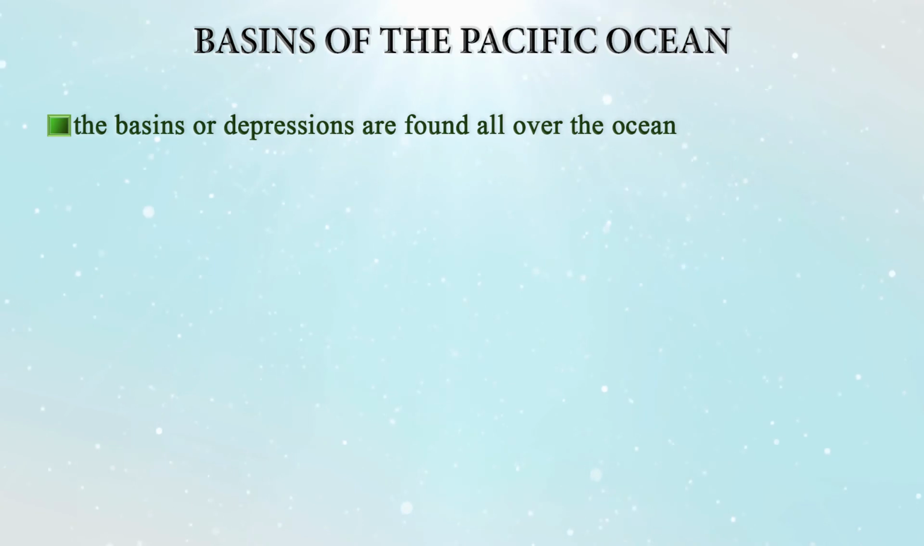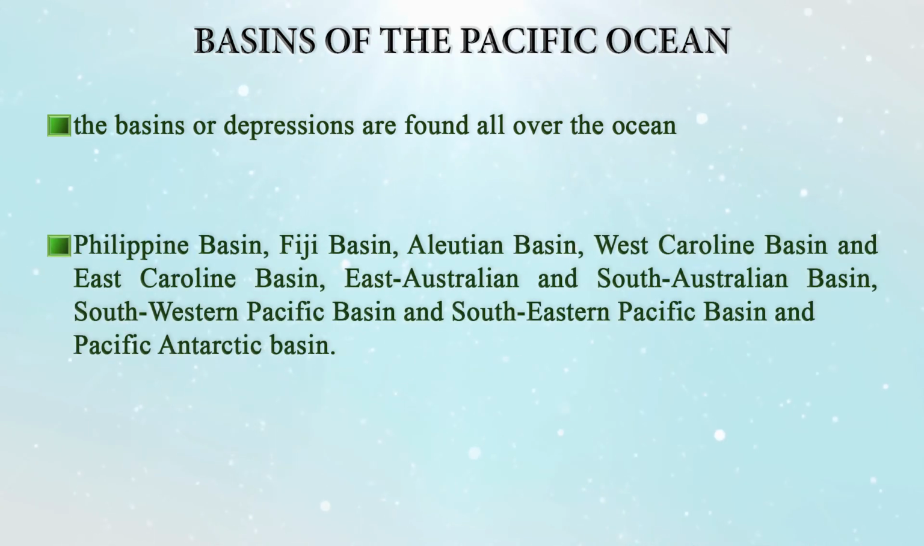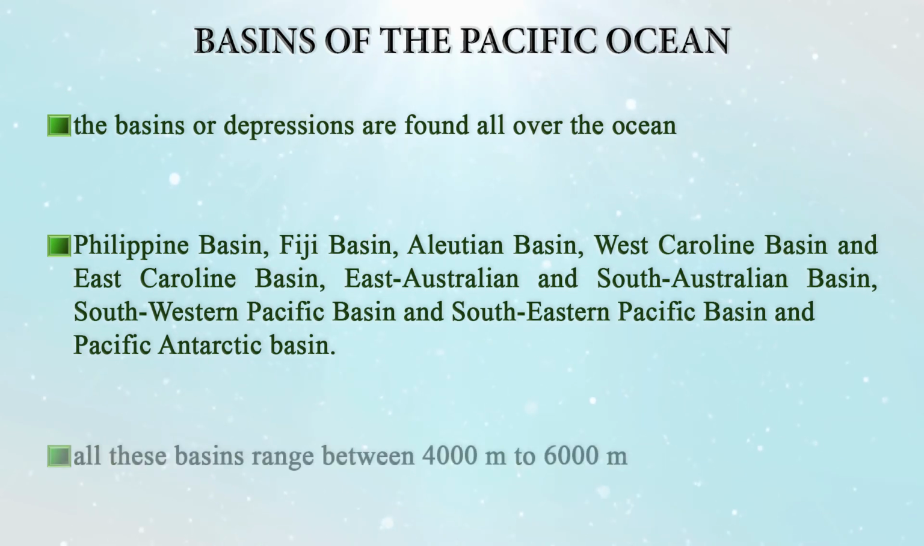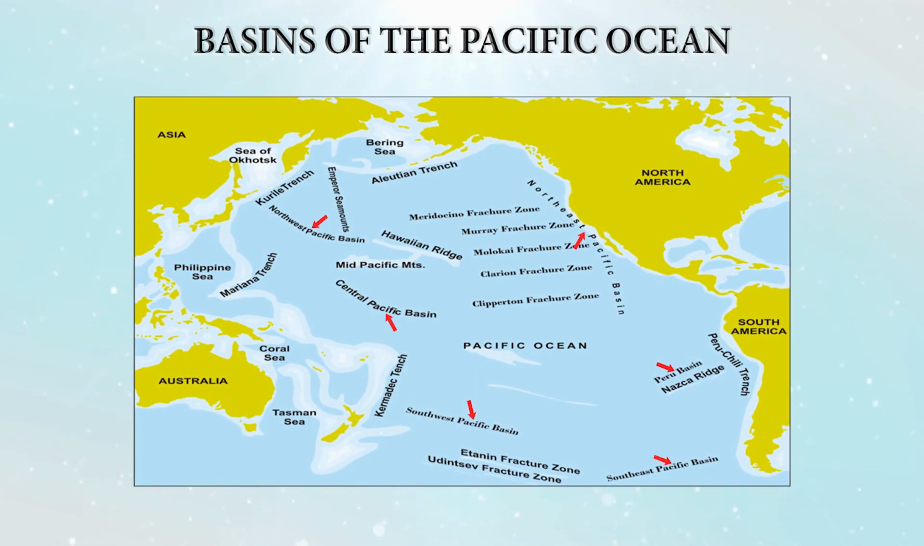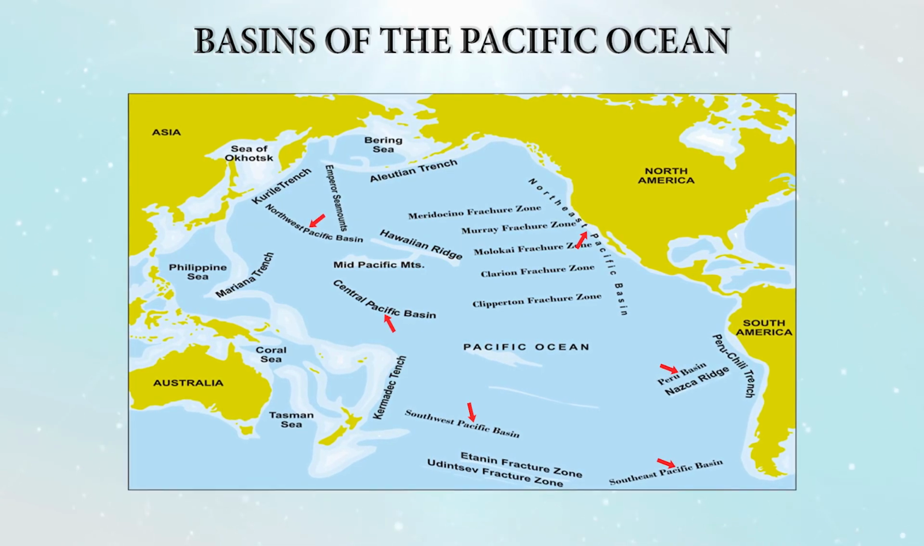The important basins are the Philippine Basin, Fiji Basin, Aleutian Basin, West Caroline Basin and East Caroline Basin. You can see most of the basins are named on the basis of their locations. All these basins range between 4,000 meters and 6,000 meters in depth. You can see some of the basins located in this figure on the bottom reliefs of the Pacific Ocean.